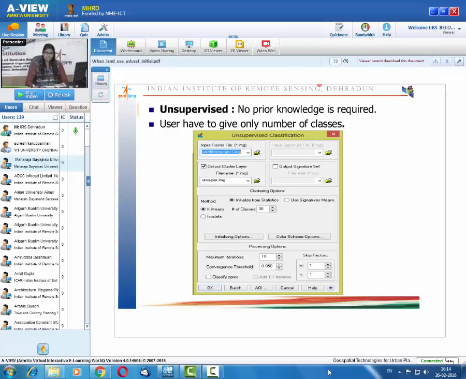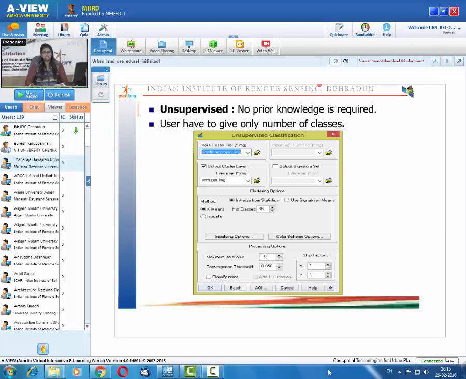Unsupervised classification, as I had already said, requires no prior knowledge. The user has to give only one input: how many classes the output of the entire input satellite image will have. So we have to define that beforehand. For example, a standard classification will have 5 or 6 classes, or 7 classes at max.